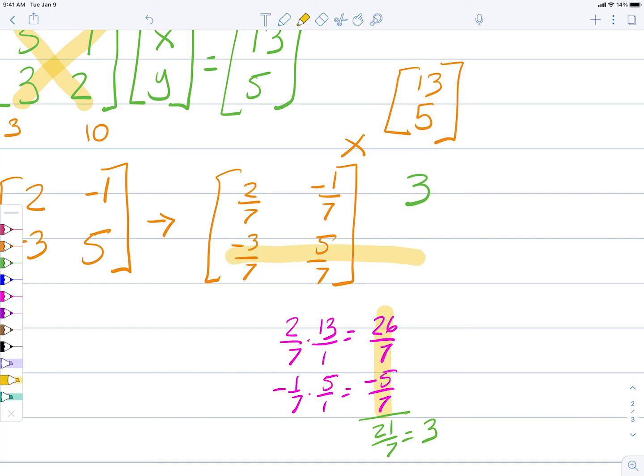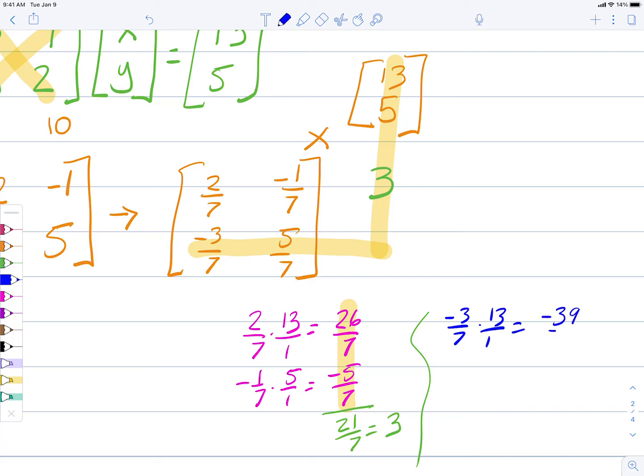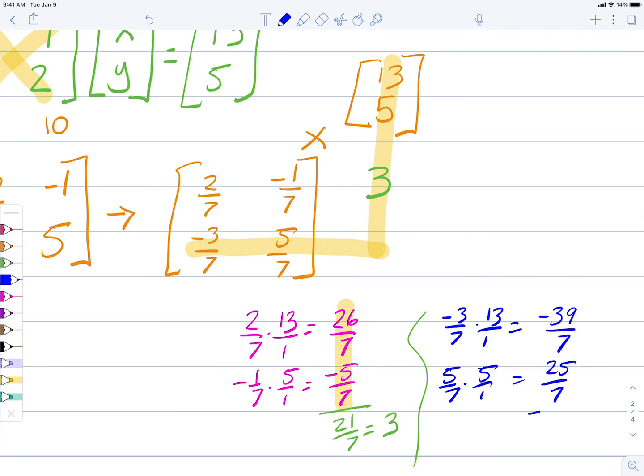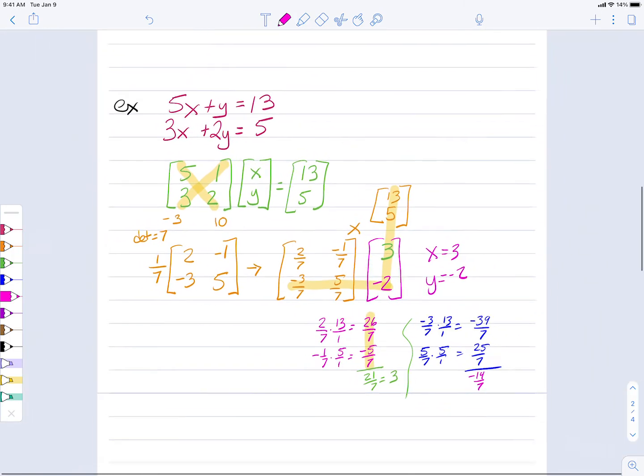And then I'm going to multiply that row by my answer matrix. So here's my work for this one. I'm going to go -3/7 times 13/1, which is -39/7. Then I'm going to multiply 5/7 times 5/1, which is 25/7. And my answer is in terms of sevenths, common denominators. -39 plus 25 is -14, which is the same as -2. Which means that my answers are x equals 3 and y equals -2.